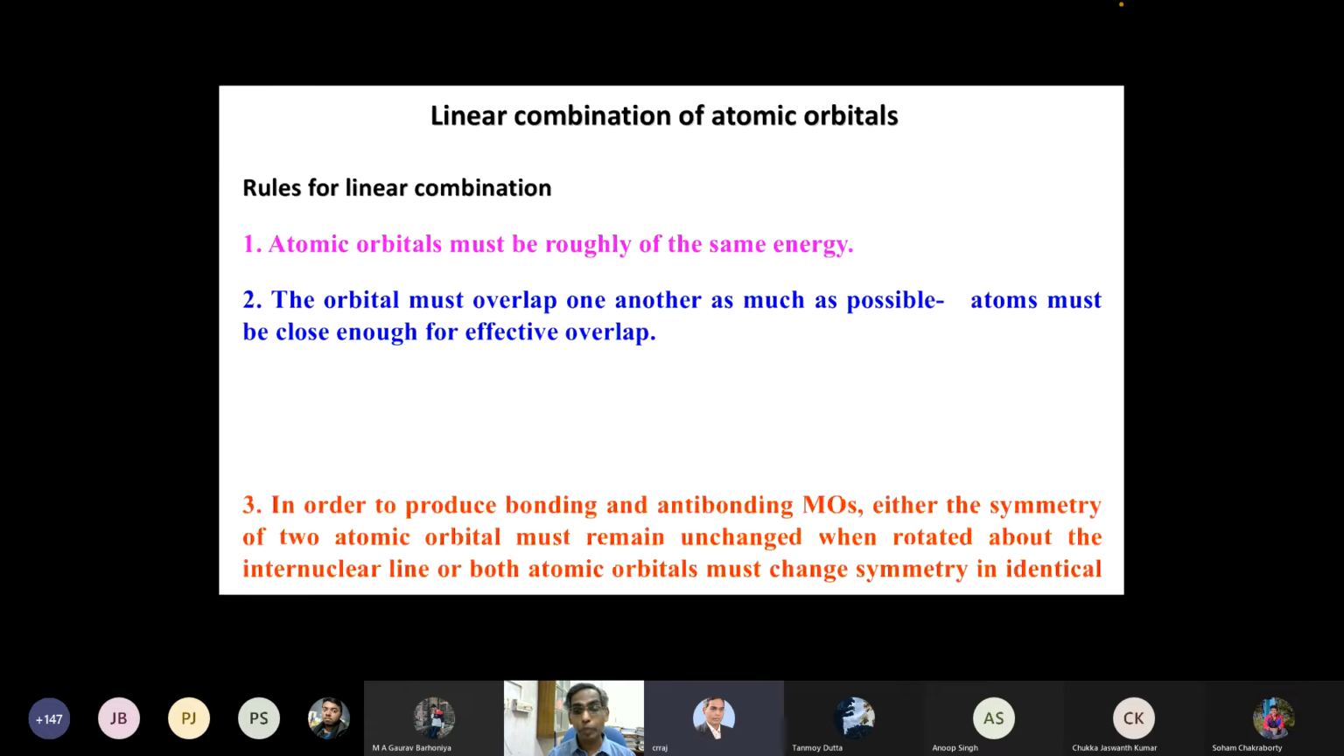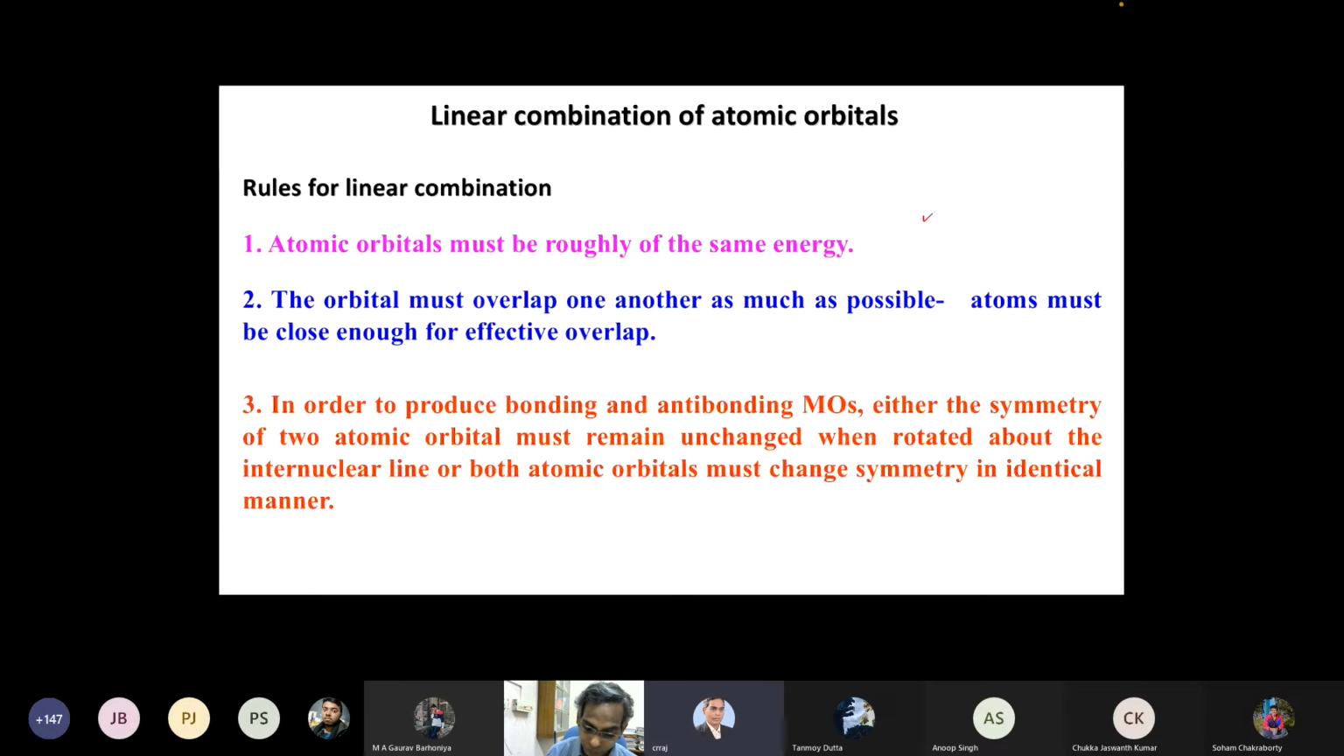The overlap basically depends on two things. Number one, what we call the symmetry. Number two, the energy. What am I talking about, the energy? Each and every orbital has its own energy. So the two things that we need to remember are the symmetry and the energy. Both should be similar. I'm not going to say the same, they should be similar.